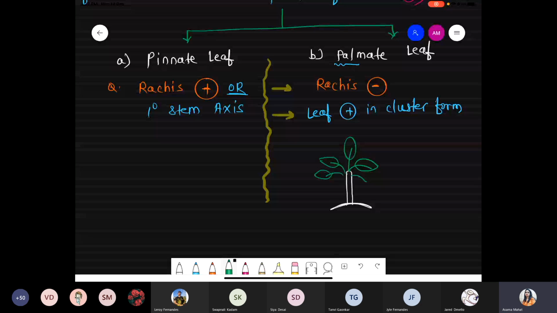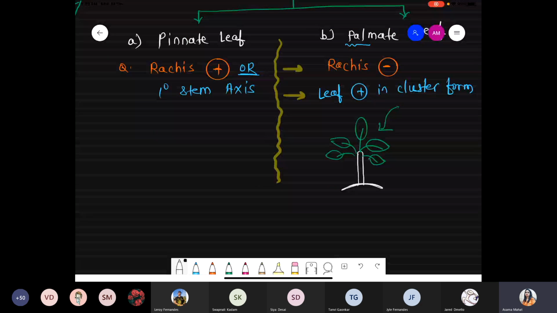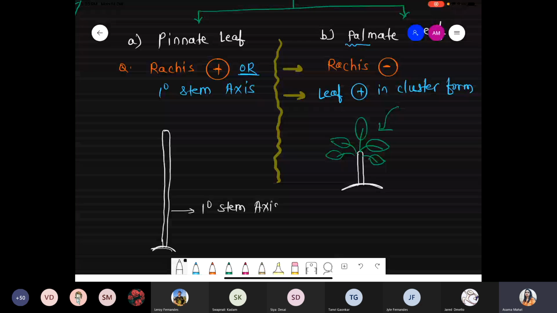So we'll discuss what is the meaning of the rachis. When you compare this point in case of the pinnate, what will be there in pinnate? Rachis is present. Rachis means what? A long elongated primary axis is present like this. So whatever the structure is given, this structure is basically called the rachis, and that rachis is also called the primary stem axis. On that primary stem axis, many leaves are present.